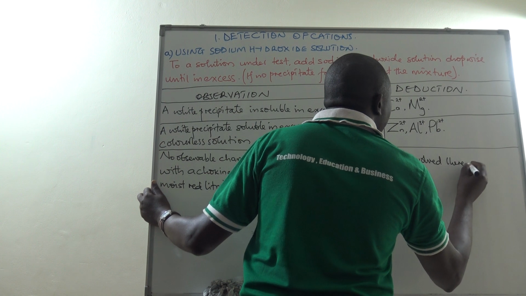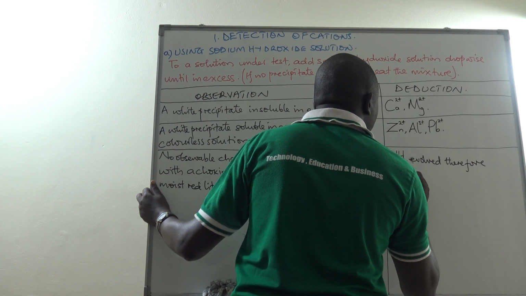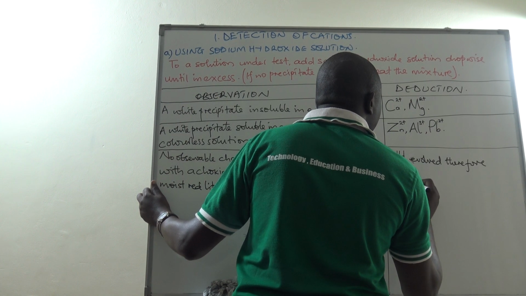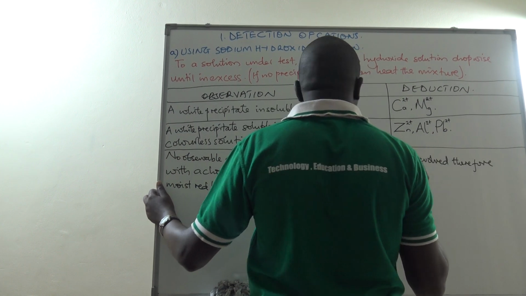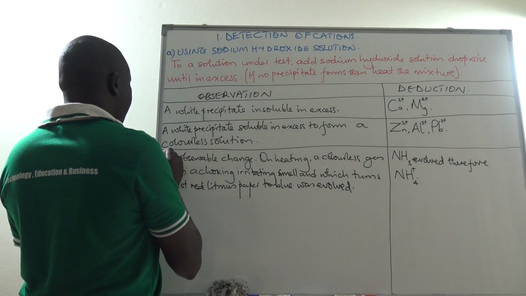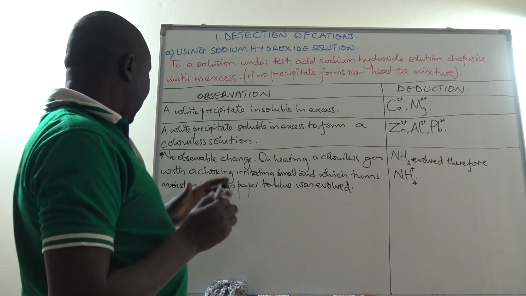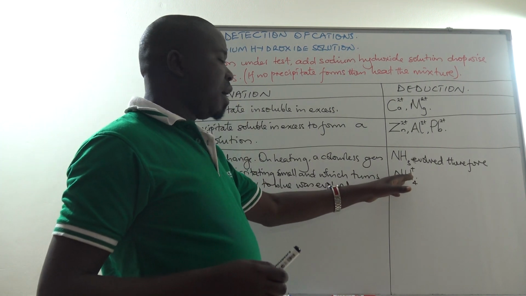and therefore we have what? Ammonium ion. And this is a confirmatory test for ammonium ion in this case. Let me put a star here to show that this one is a confirmatory test for ammonium ion.